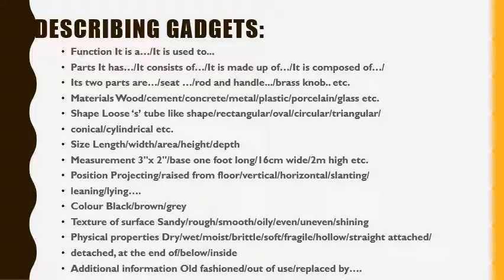Then the texture of surface. Is it smooth? Is it oily? Is it shining? Is it sandy? Is it even, uneven? Is it rough? Physical properties. Is it dry or wet or moist? Is it brittle? Is it fragile? Soft, hollow, straight, attached or detached, etc. Then additional information. You can say it's old-fashioned, or it is out of use, or it is replaced by something else.